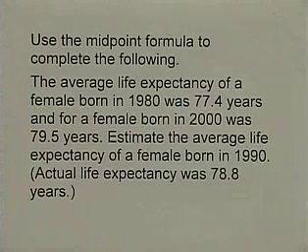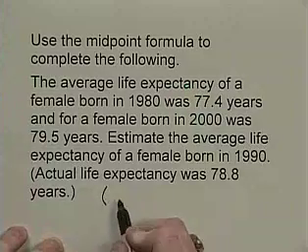So let's try an application problem involving these skills. Use the midpoint formula to complete the following. The average life expectancy of a female born in 1980 was 77.4 years, and for a female born in 2000 was 79.5 years. Estimate the average life expectancy of a female born in 1990. The actual life expectancy, in case you're interested, was 78.8 years.